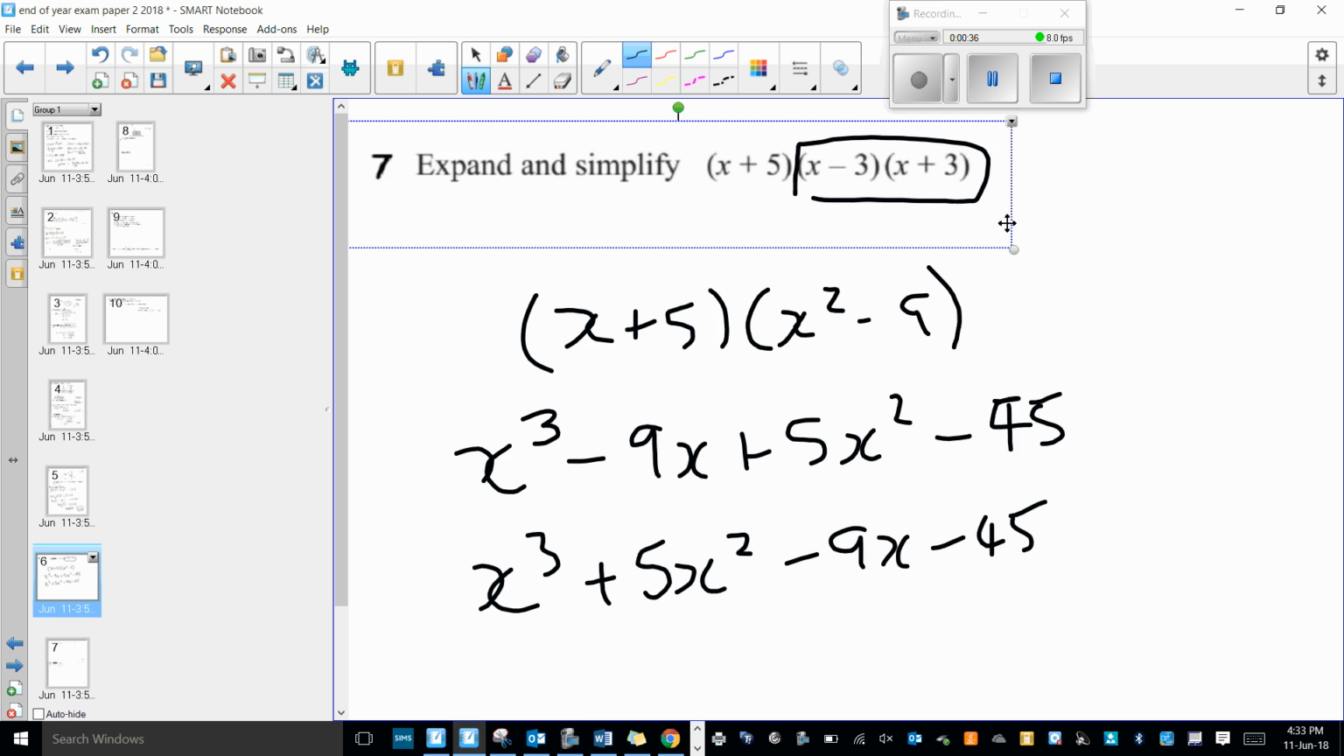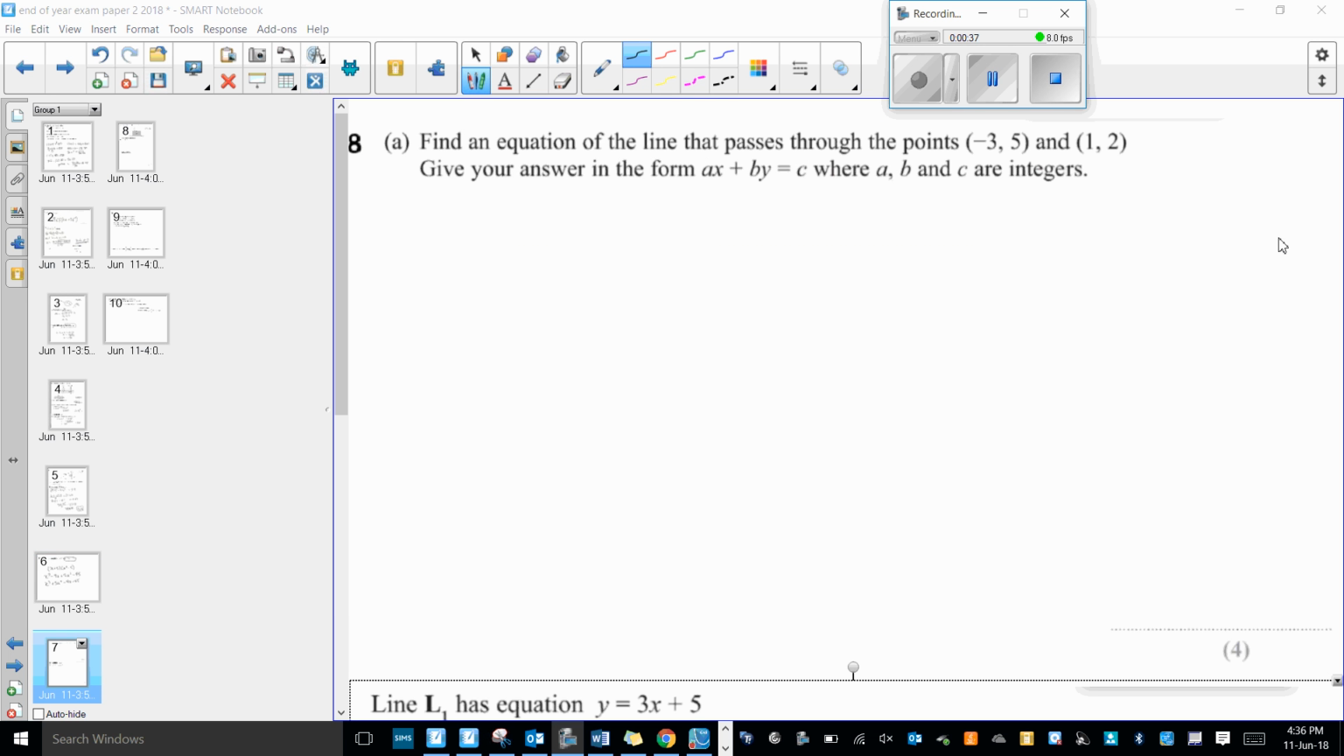Okay, equation of a line through two points. So if we want an equation of a line, we need to find the gradient. So we need to find the change in y over the change in x. So it's 2 subtract 5 over 1 subtract negative 3. 2 subtract 5 is negative 3, and 1 subtract negative 3 is 4. So our gradient is negative 3 over 4.